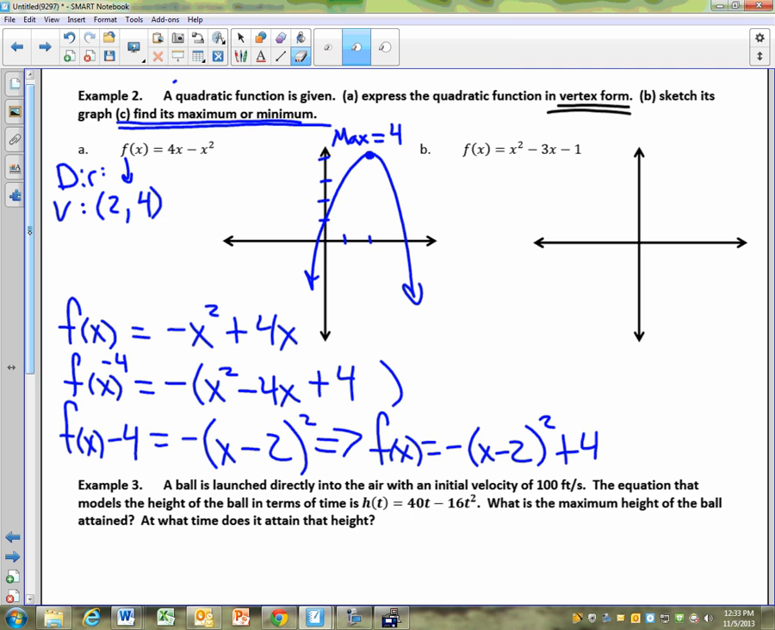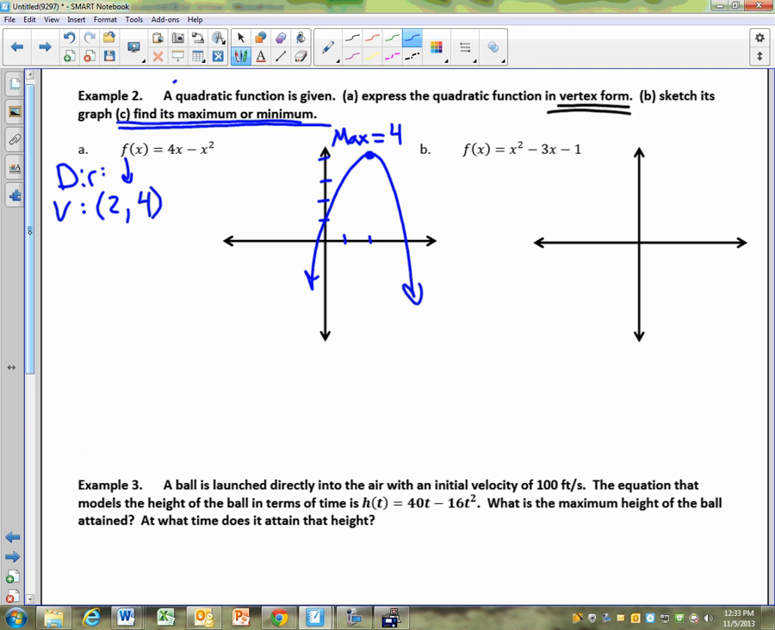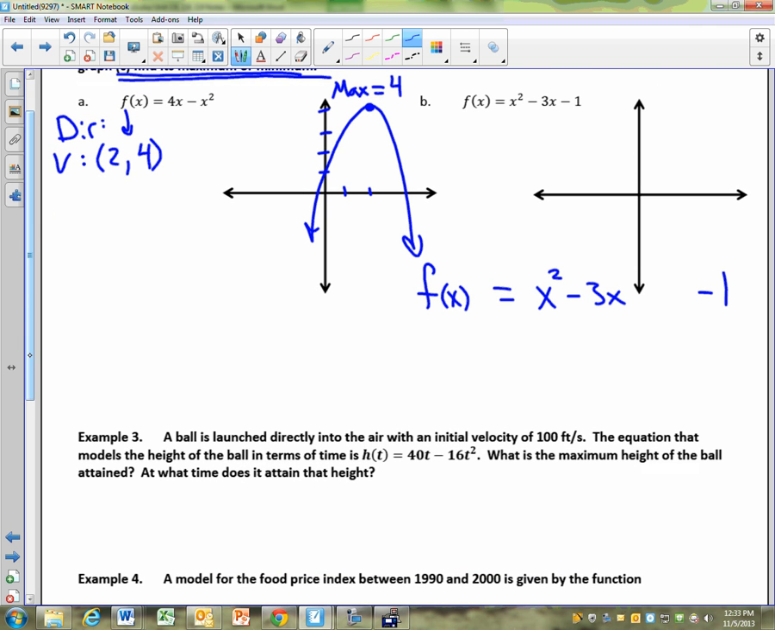Let's do another one together. And after we do this next one together, I think you're going to be ready to try one on your own. f of x, and you're going to see I'm going to do this one in just 2 steps. I think you're going to be like, oh, I see. I'm going to take that -1 and write it right off to the end. And I'm going to look at this x squared minus 3x. And I'm going to complete the square.